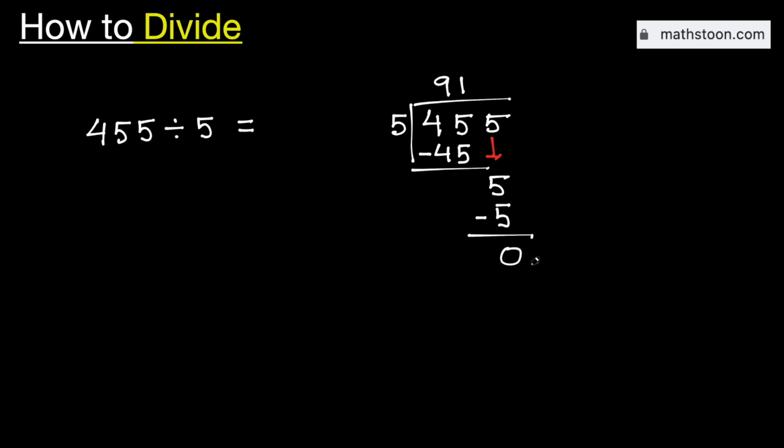As we have no number to bring down here and got the number 0, so we will stop. Therefore, 455 divided by 5 is equal to 91. And this is our final answer.